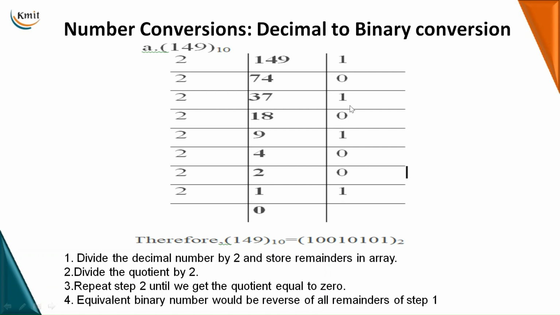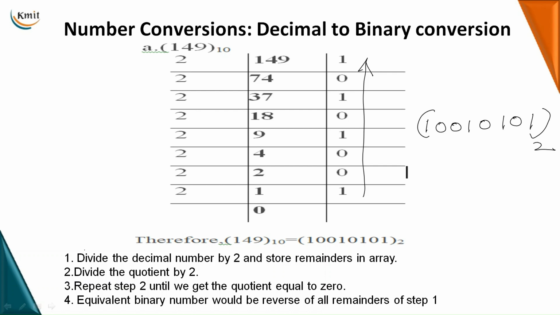So this is the binary conversion. When you are doing the binary conversion, you have to start reading from this end. When you are reading this number, you have to read it from this end to this end. So your answer is 1 0 0 1 0 1 0 1. This is the binary equivalent of the number 149.